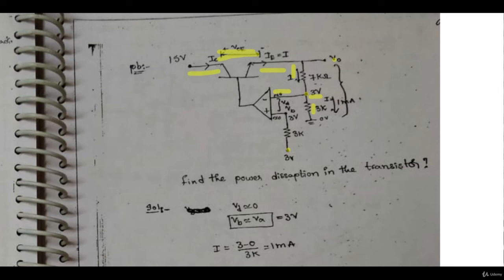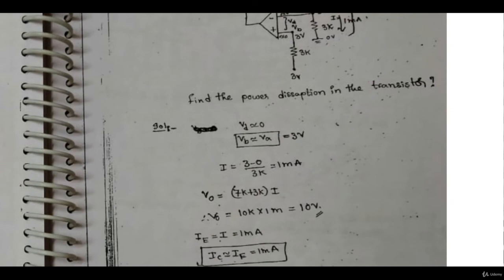Okay, let's quickly go through this. VA is 3 volt. I is equal to 3 minus 0 divided by 3k, that is 1 milliampere. V0 is (7k plus 3k) times I, that is 10 volt. This is another way to calculate V0: the same current flows through 7k and 3k, total is 10k, times 1 milliampere, that is 10 volt. So you have V0, and IE is 1 milliampere.